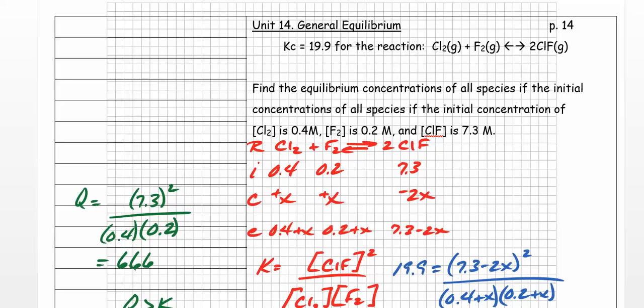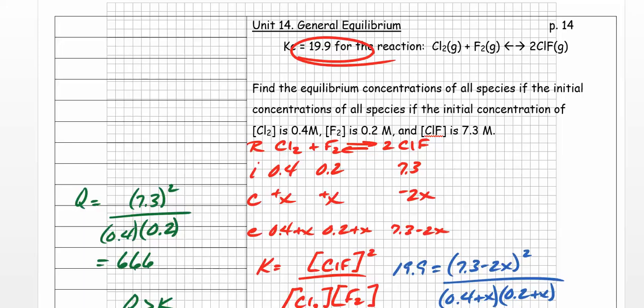It says Kc for the reaction is 19.9. So they're giving me the Kc for this reaction. It's Cl2 gas plus F2 gas in equilibrium with ClF, and that, of course, is a gas, right? So a 1 to 2 mole to mole to mole relationship. It says find the equilibrium concentrations of all species if the initial concentration of Cl2 is 0.4, F2 is 0.2 molar, and ClF is 7.3 molar.